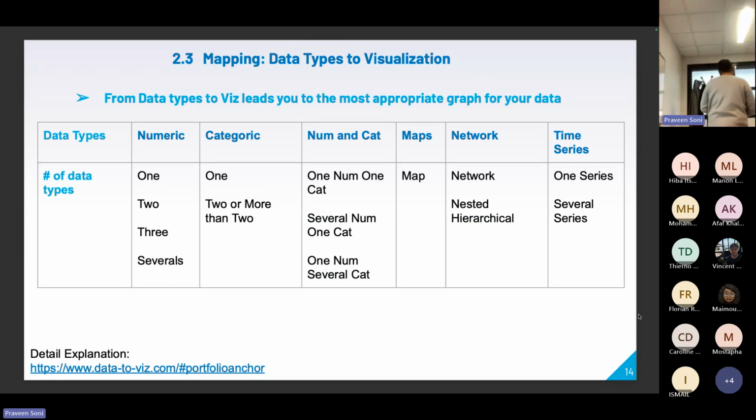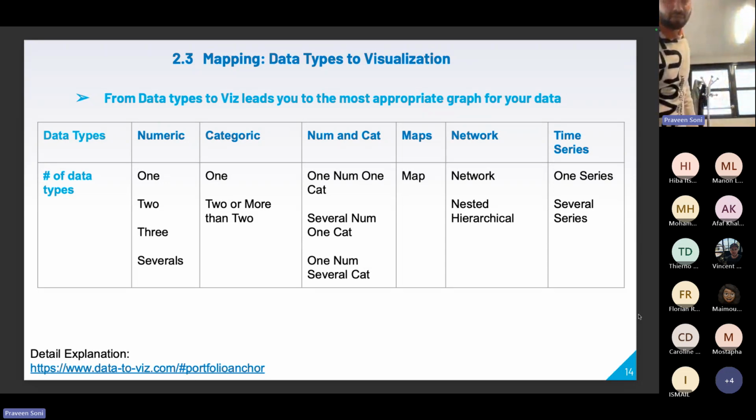So now we have to map, considering the particular data types, what kind of visualization it can be. Like we can say I have a data set where there is only one numeric, two numeric, three numeric, or more than three. And in categoric, it's a whole summary like one category or two or more categories. So the mapping is between data types and visualization. Then numeric and category: one category and one numeric, more categories and one numeric, one category and more numeric, and then maps, again network and time series. So we will see them one by one.